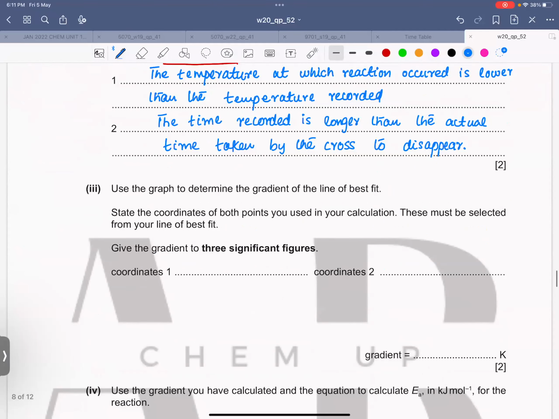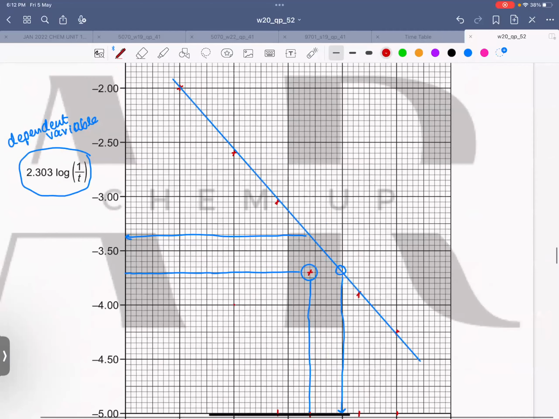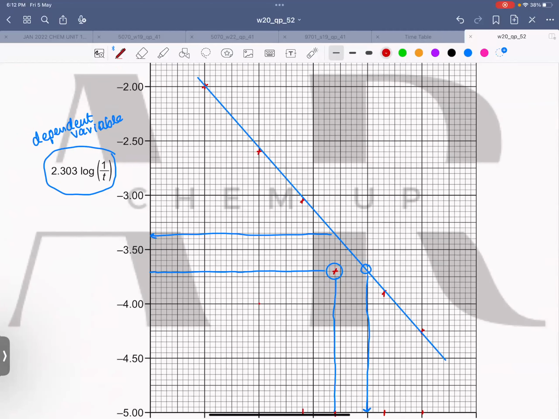Now, use the graph to determine the gradient of the line of best fit. State the coordinates of both points you used in your calculation. These must be selected from your line of best fit. Give the gradient to 3 significant figures. First, we have to figure out the coordinates, and then we have to calculate the gradient. So who is going to do this? Take any two coordinates and tell me those.